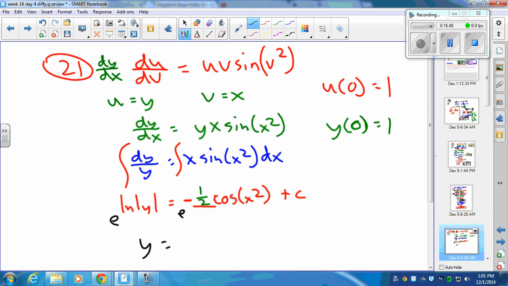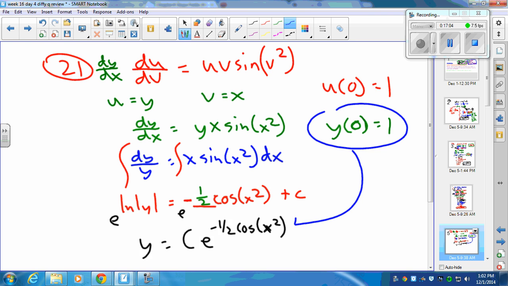Then if you need to get y by himself, you could e it. y equals c e to the negative 1/2 cosine of x squared. That would be what the first page would be like in the test tomorrow. The second part would be I still need to plug that in.